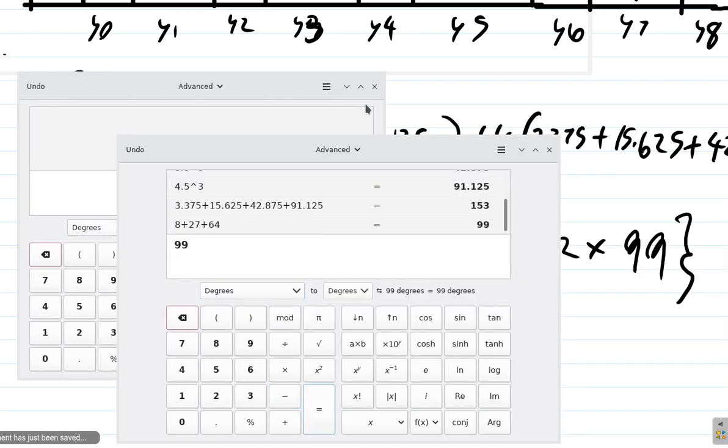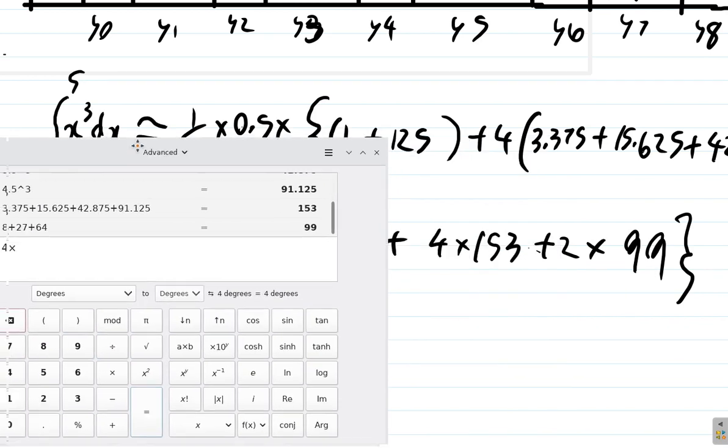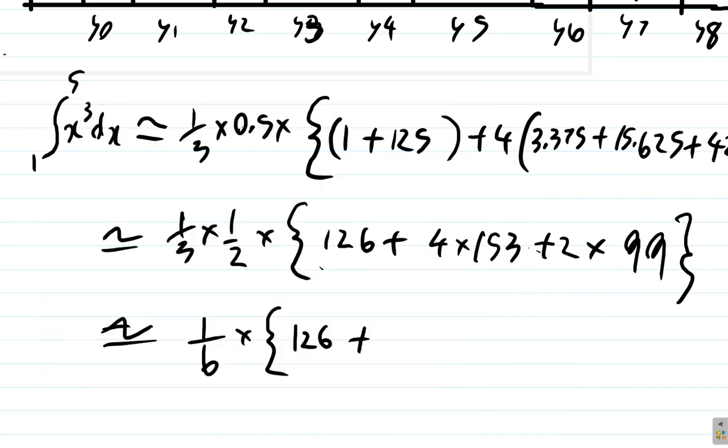So 4 times 153 equals 612. 612 minus, and then 2 times 99, that's 198. Alright?